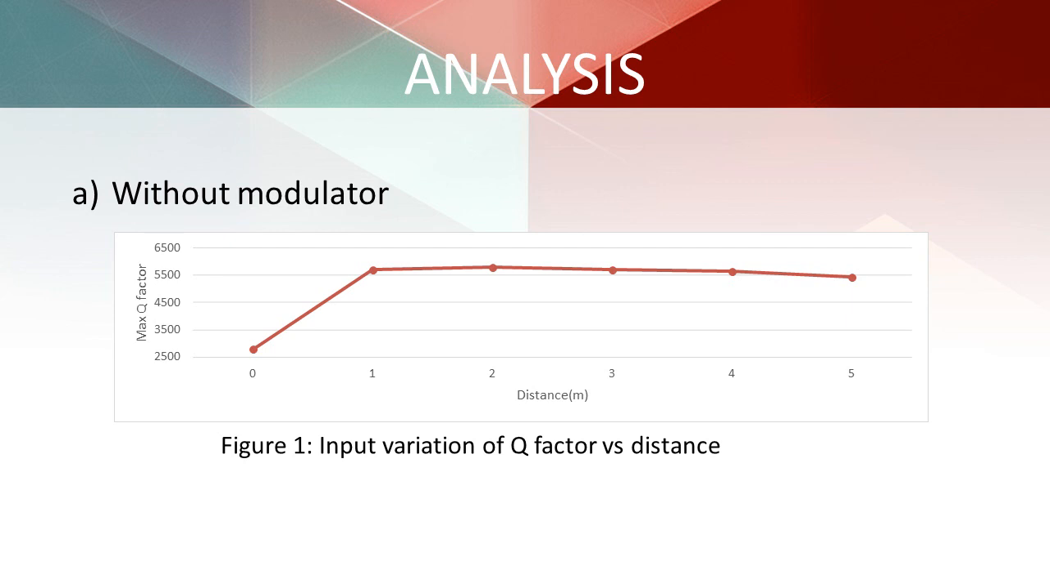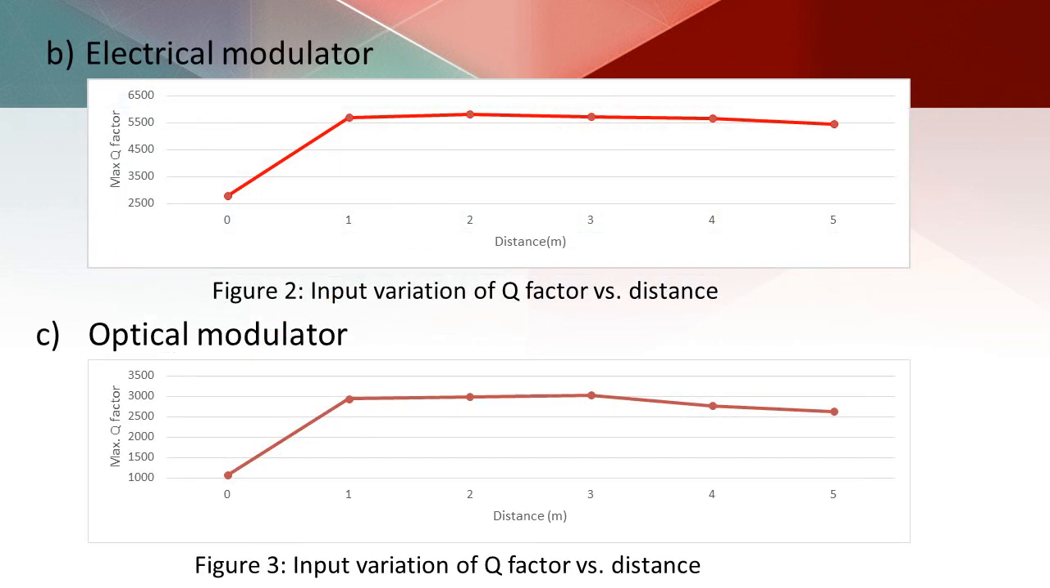Next, for the analysis of data. The figure shows the variation of Q factor versus distance. For without modulator, the higher value of Q factor is at 2 meters while the lower value is at 0 meters. Next, for the electrical modulator, the higher value of Q factor is at 2 meters while the lower value is at 0 meters. Lastly, for the optical modulator, the higher value of Q factor is at 3 meters while the lower value is at 0 meters.